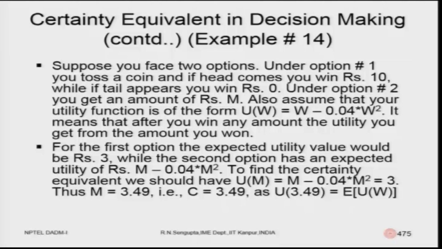So, let us consider an example. Suppose you face two options. Under option 1 you toss a coin, and if a head comes you win rupees 10, while if a tail appears you win 0. Under option 2 you get an amount of rupees m. Also assume that your utility function is quadratic, u(w) = w minus 0.04 w square. It means that after you win any amount, the utility you get from the amount is given by this function.